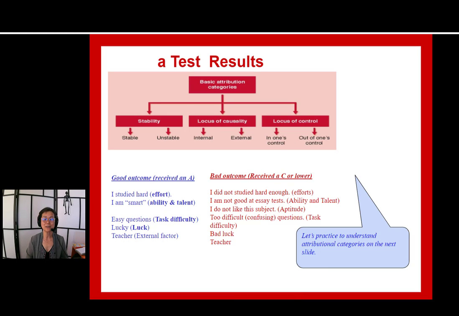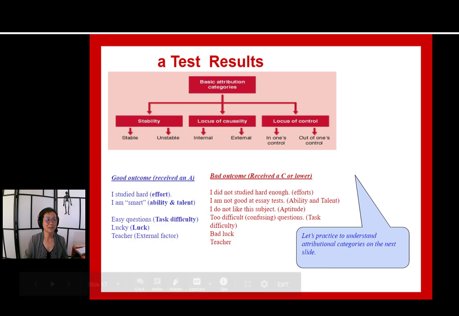I'm smart. I'm good at sports. I'm good at psychology stuff. I'm good at sociology stuff. Ability, talent. You're good at it. You're born with it. That's your dominant skill you have. Oh, easy questions, task difficulty. I was lucky. I was just picking everything and I was getting it. Or, oh yeah, teacher was a good teacher.